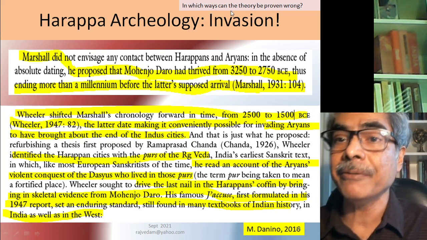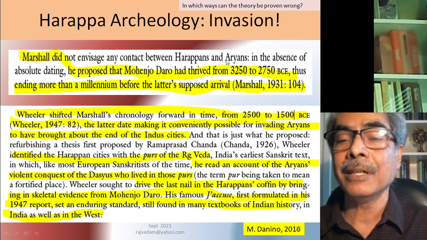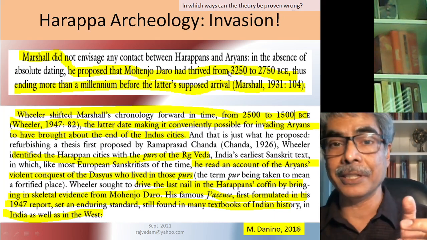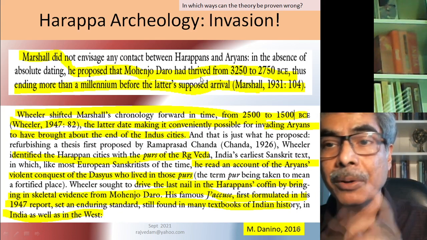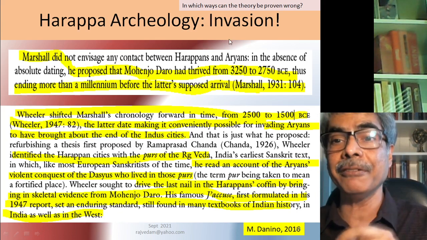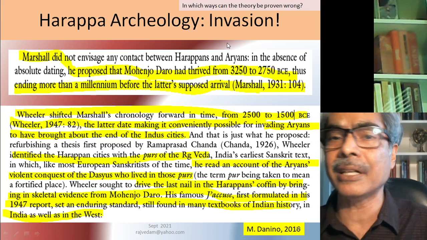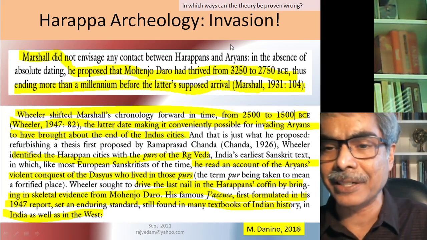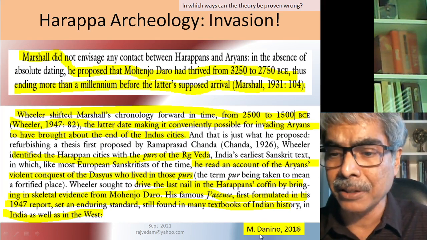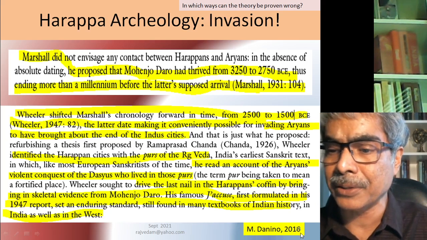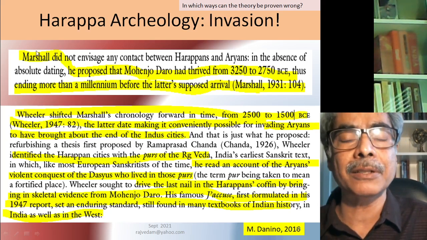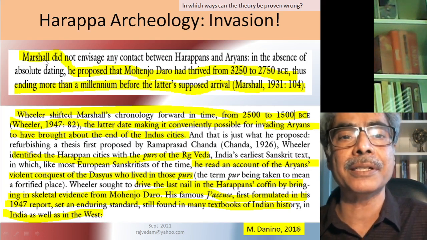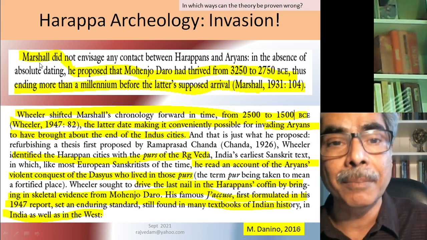Continuing, in which ways can the theory be proven? We should see the second methodology now. The first is linguistics, the second is archaeology. Now about archaeology, we have to see when did this idea of invasion come into the picture itself. And the French scholar Michel Danino in 2016, he wrote a paper in which he's calling out the work of the early archaeologist who discovered Harappa, Marshall.